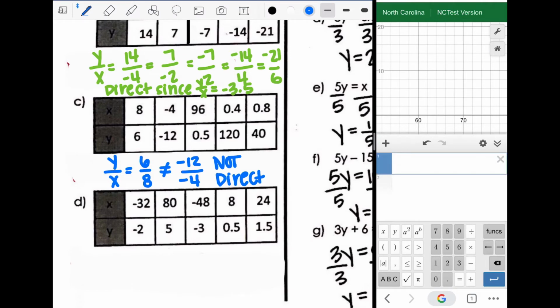Okay, and finally this last one. To see if this table is a direct variation, we're just going to take our change in y over the change in x. Okay, so starting with negative 2 over negative 32. Okay, looking good so far. Since all of these ratios are equal to 0.0625, this is a direct variation.